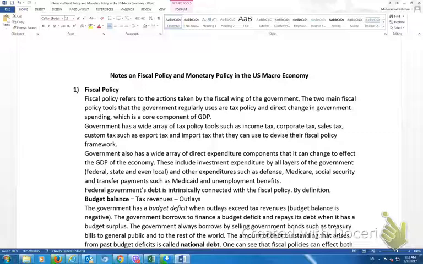On the expenditure side, government expenditures can have a wide variety of avenues through which they have a direct effect on macroeconomic outcomes. The most important of the government expenditures include these so-called government investment expenditures on all levels of the government: the federal level, the state level, and the local level.